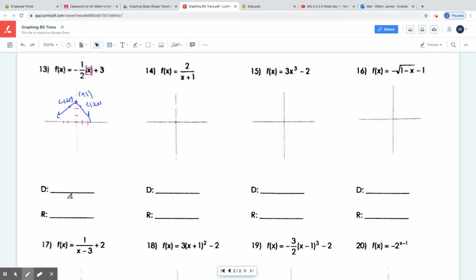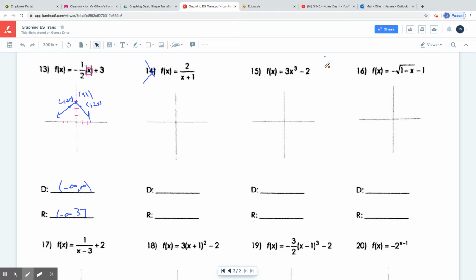So if you want to write it, I don't care. The domain is from -infinity to infinity. The range is from -infinity to 3 with a bracket. All right, 14, we did. All right, 15, we are back to a cubic graph.